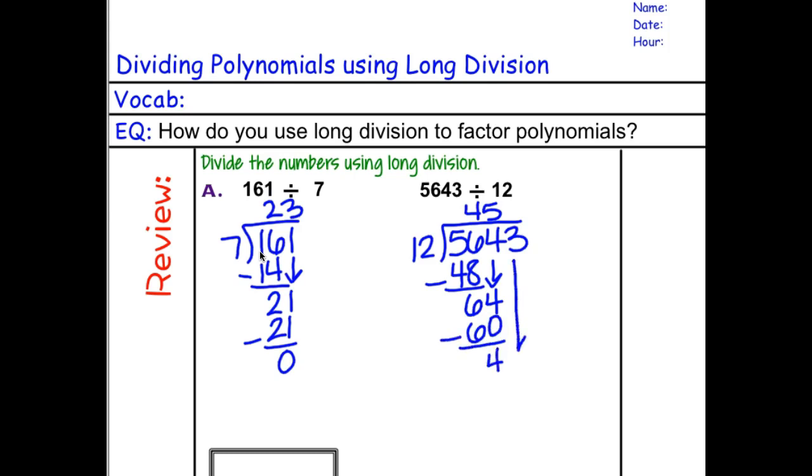We bring down that 3. 12 can go into 43 3 times. 3 times 12 is 36. You get a remainder of 7.